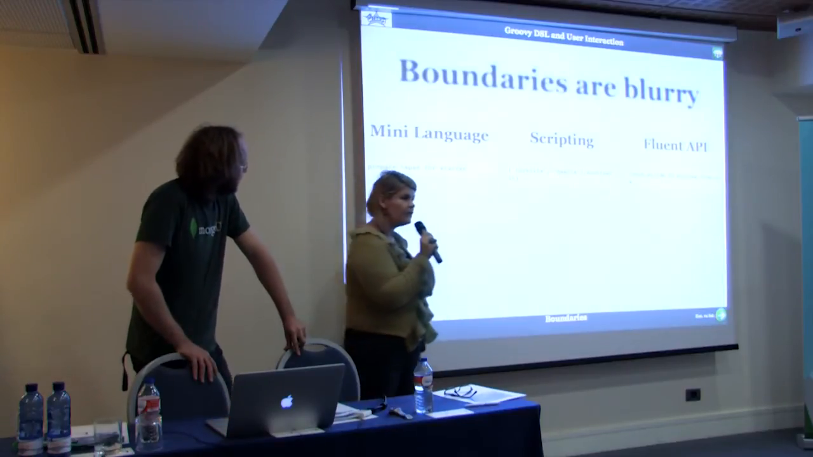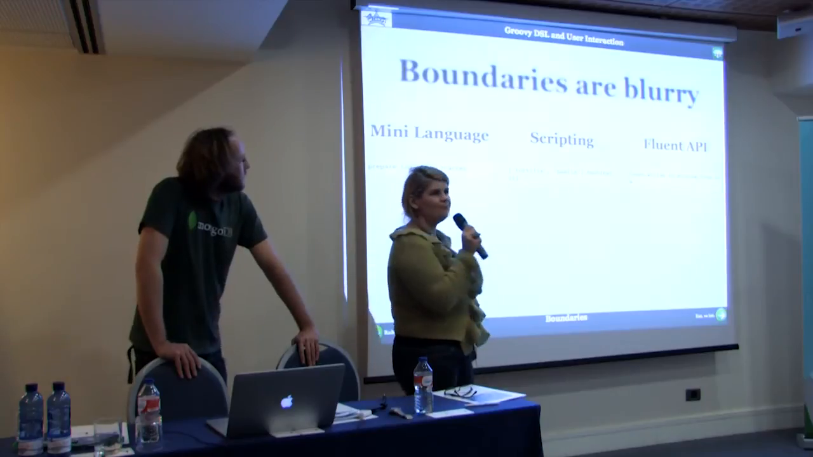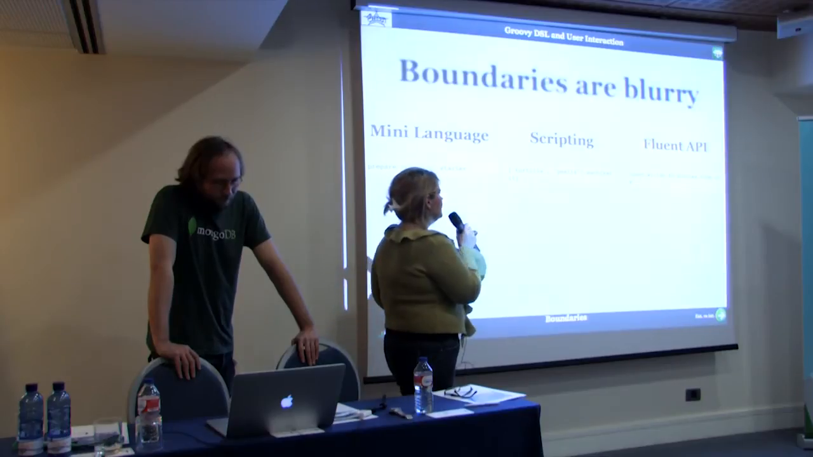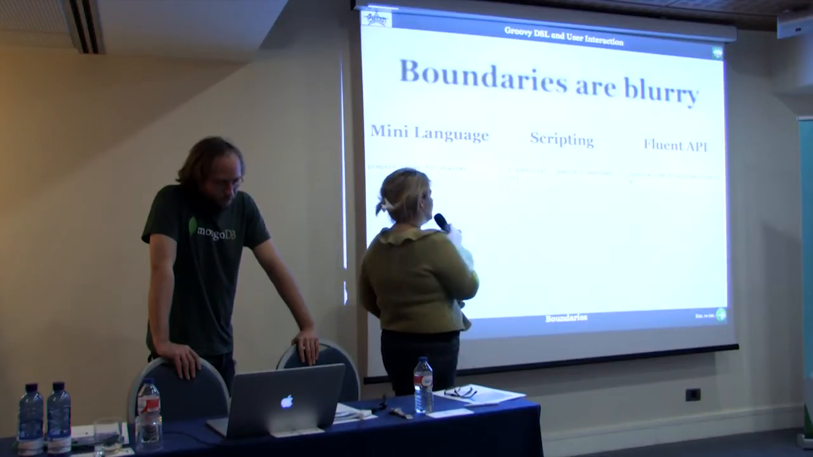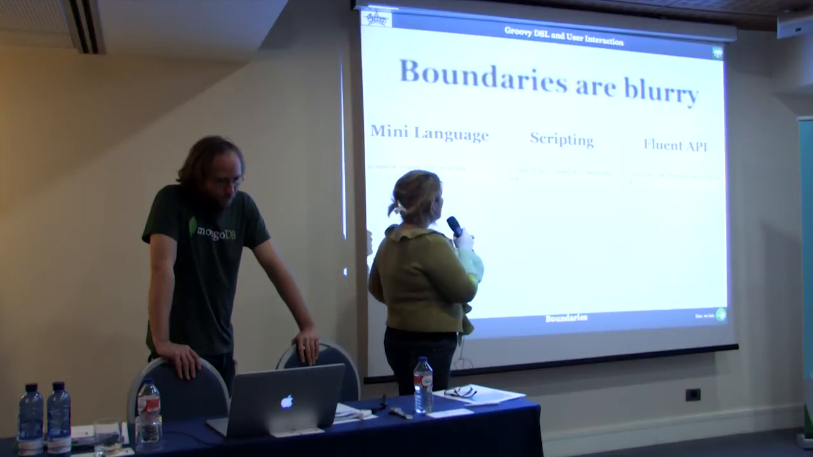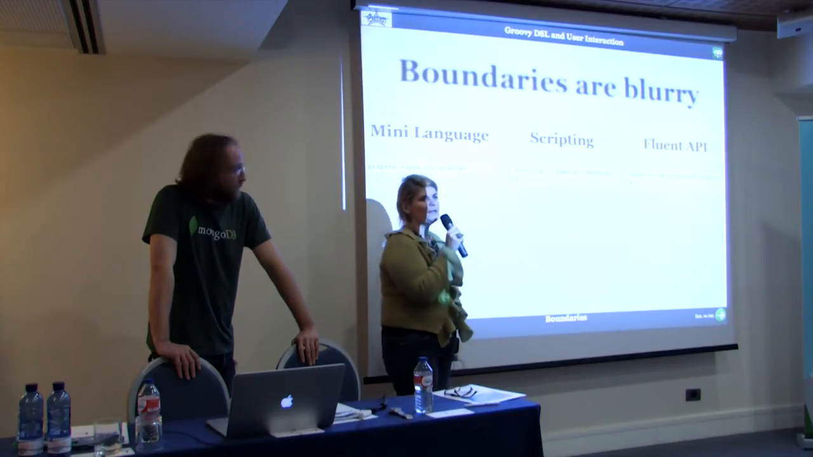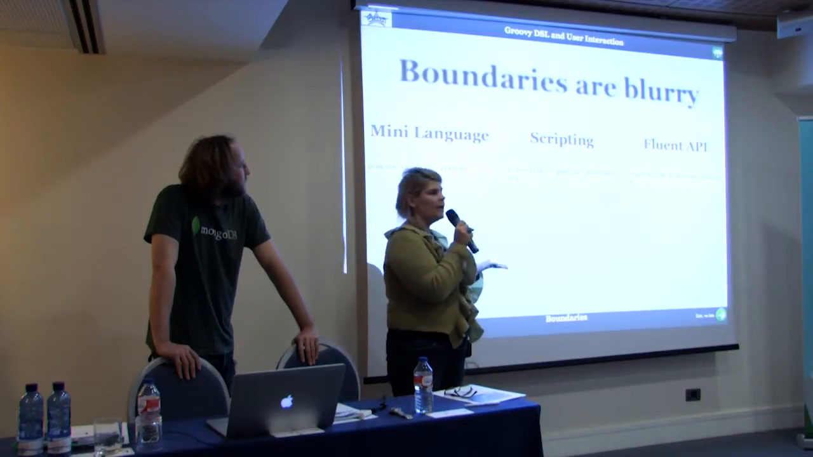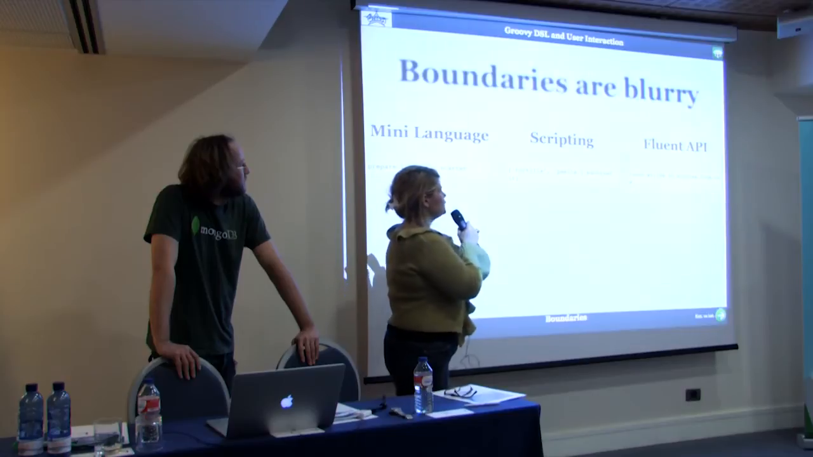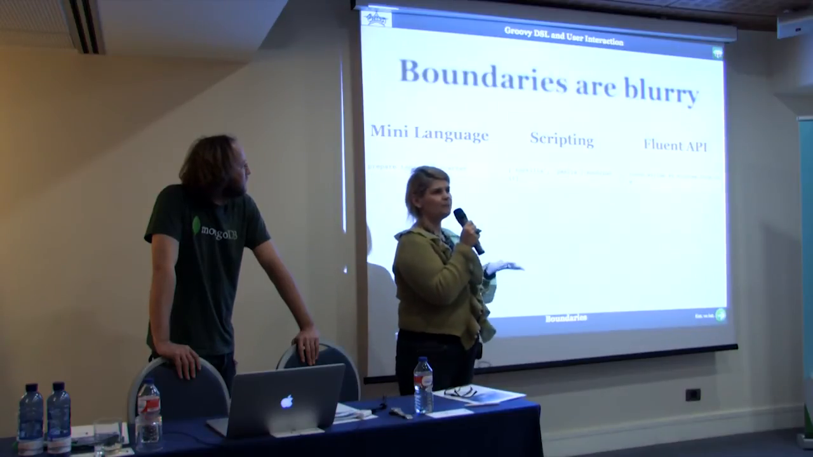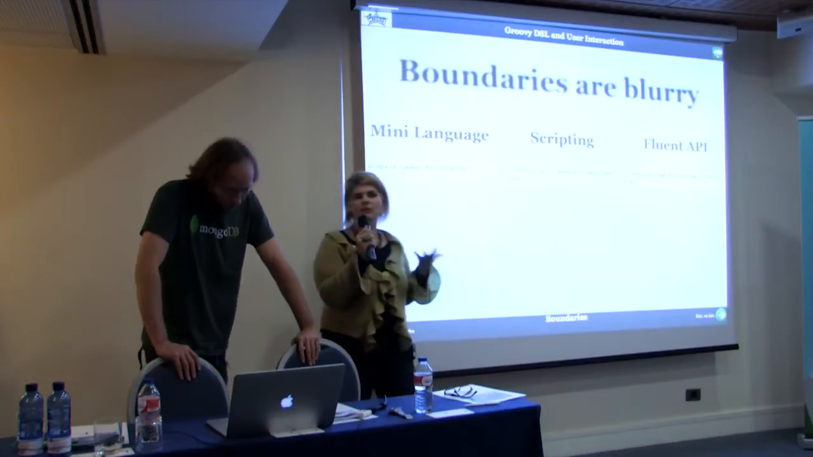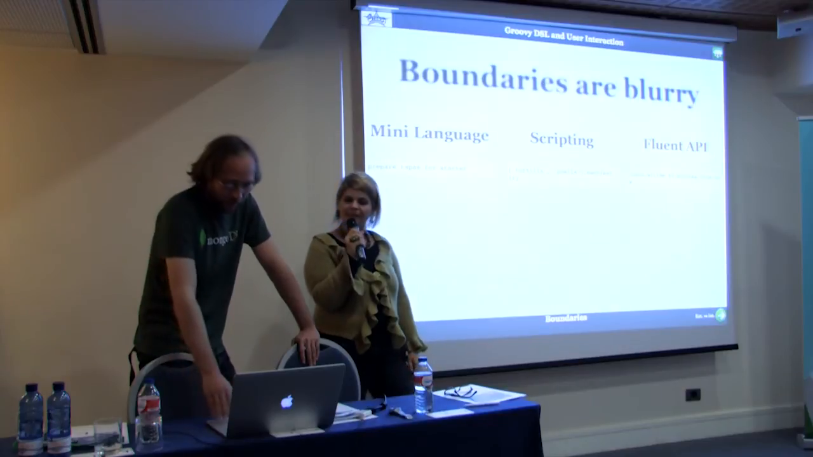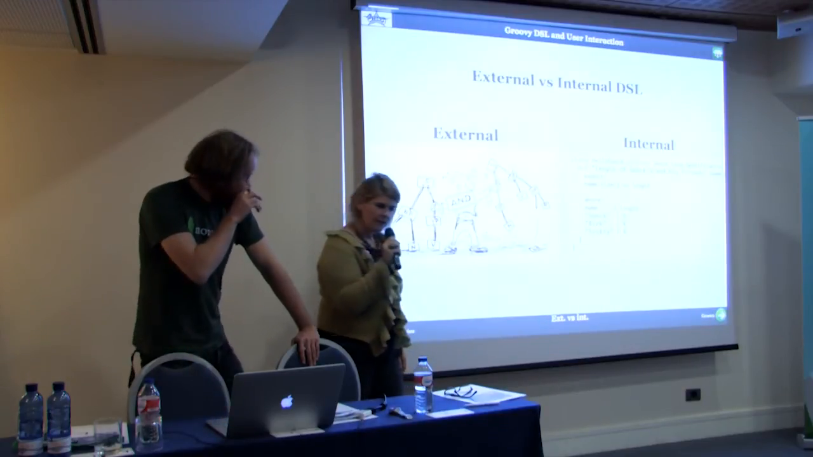Okay, we've got a clear definition, but you know what? Actually, boundaries are blurry. The difference is tiny between a tiny programming language and a scripting language. Here I chose our favorite one, Groovy, and the Fluent API pattern, the command chaining pattern. Here, the holy grail is always to write code that you could just read. And that's what you're trying to achieve when you're writing a DSL. You want to make it crystal clear. Crystal clear, yes.